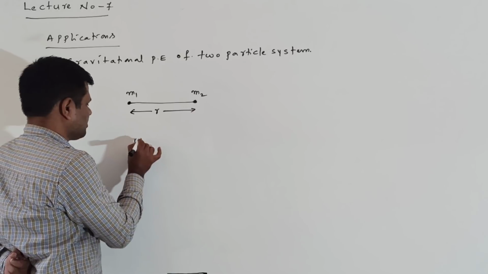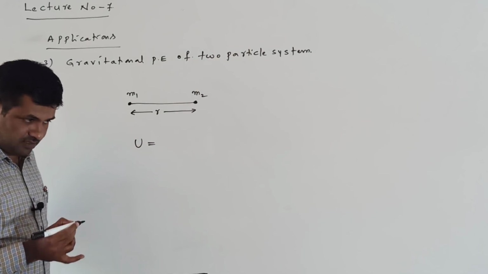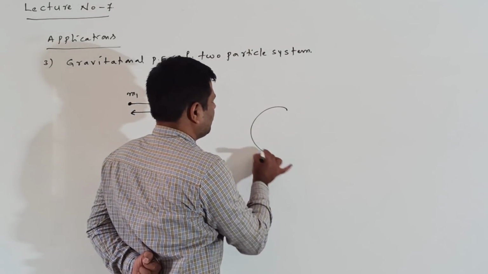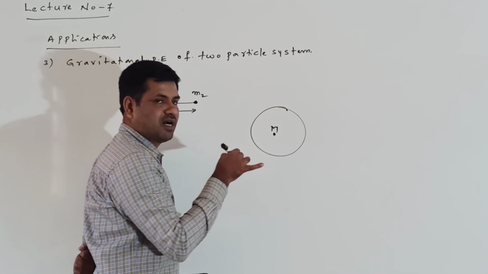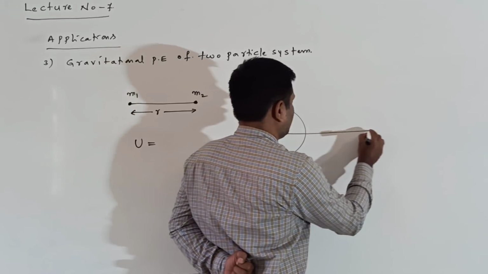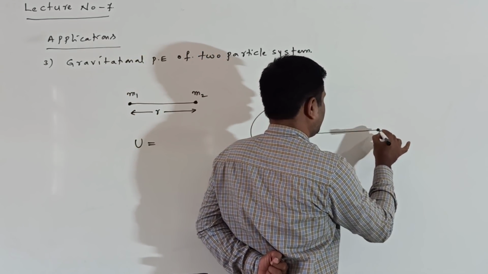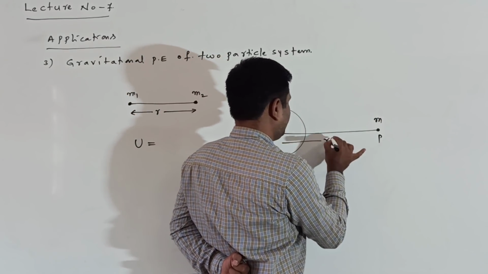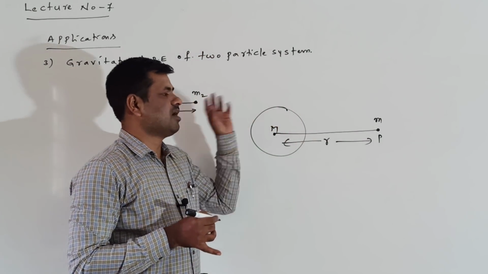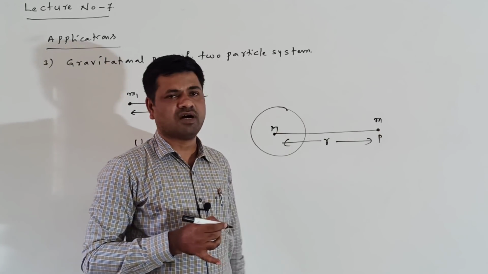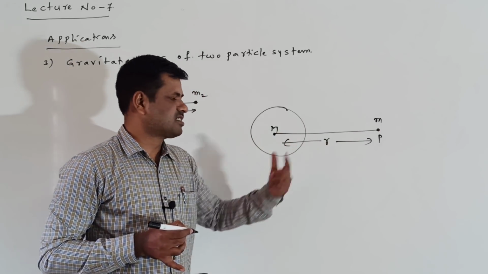Two particle system gravitational potential energy can be written as, here we know that one is a capital M, mass means mass of the earth. Another one is a small m mass. They are separated by a distance r. This capital M is the mass of the earth, this small m is the mass of the body. They are separated by a distance r.